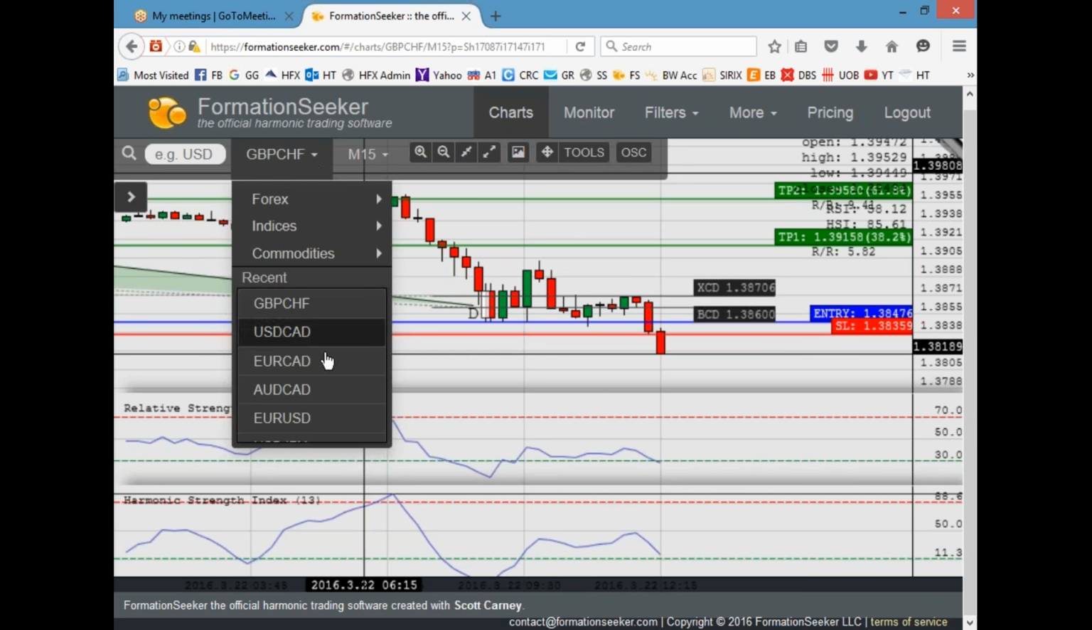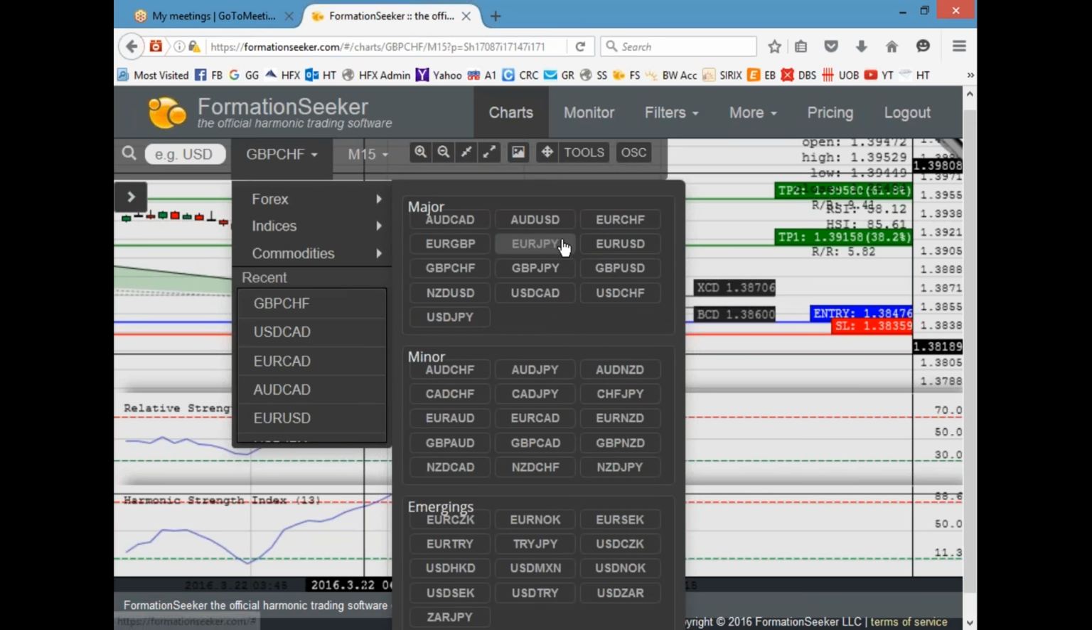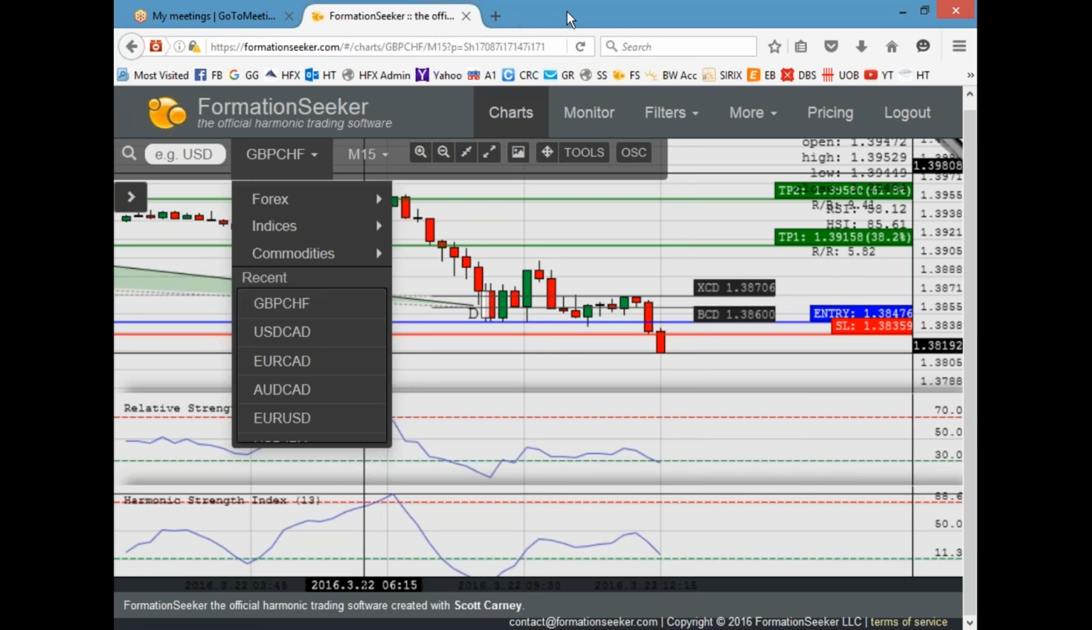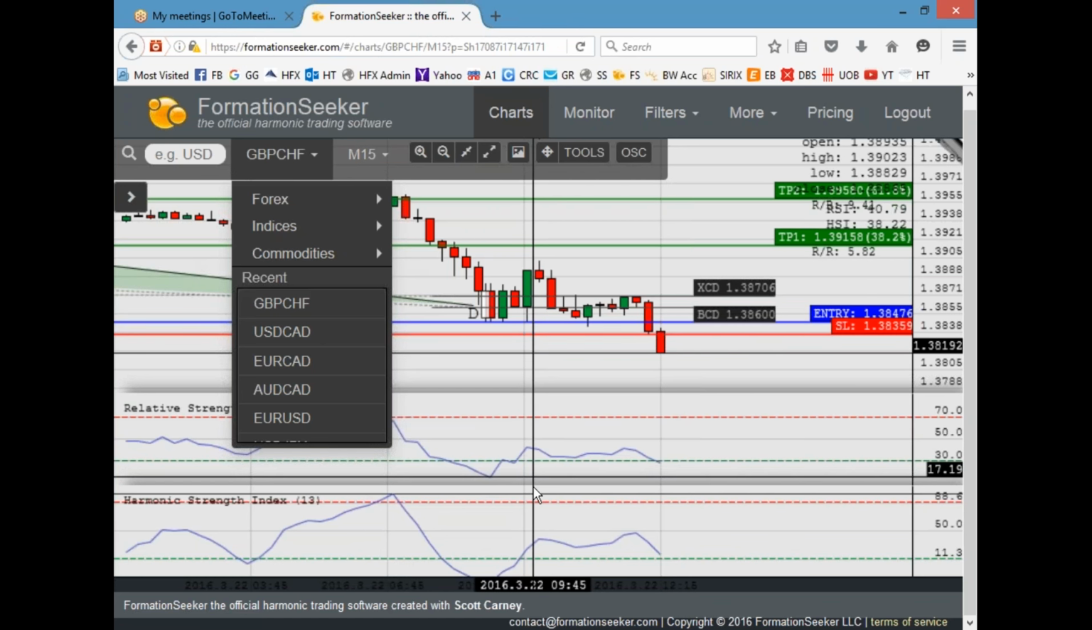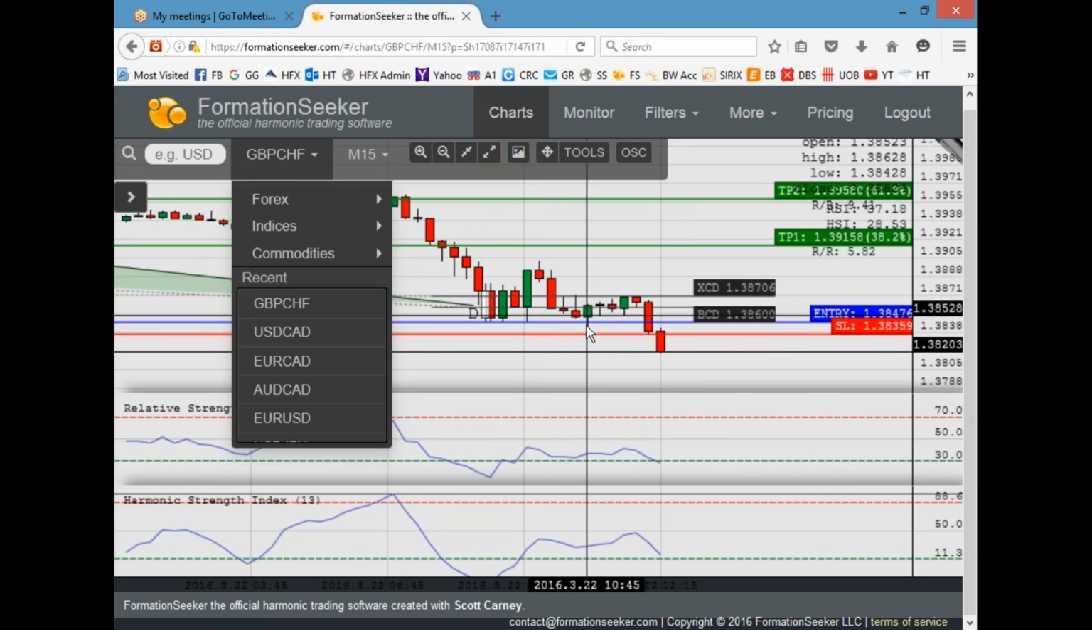Let me show you the euro yen trade that we took yesterday. Yes. In this case, it's going down again. Will you take the trades here?